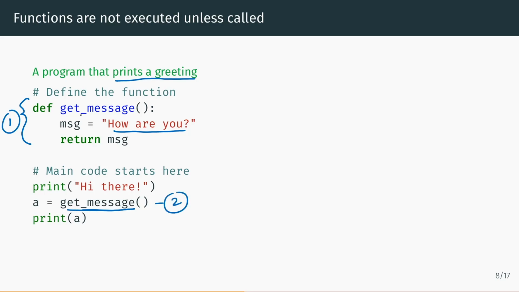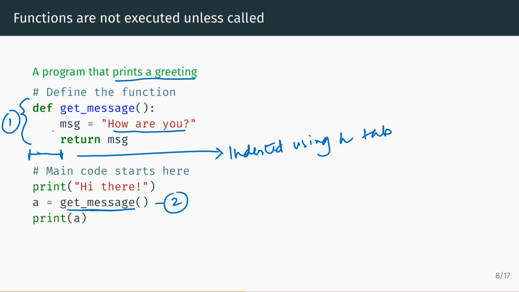This is where the main code starts, and remember that all the blocks that are indented using a tab would be part of the function definition. So this entire block of code is part of the function definition. Once you get out of that indentation, you start with the main code.